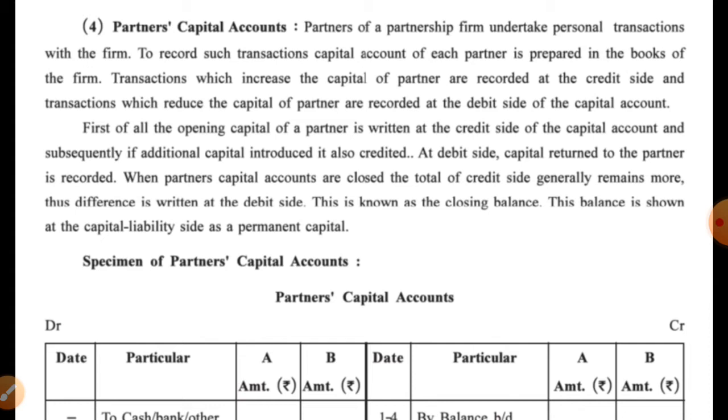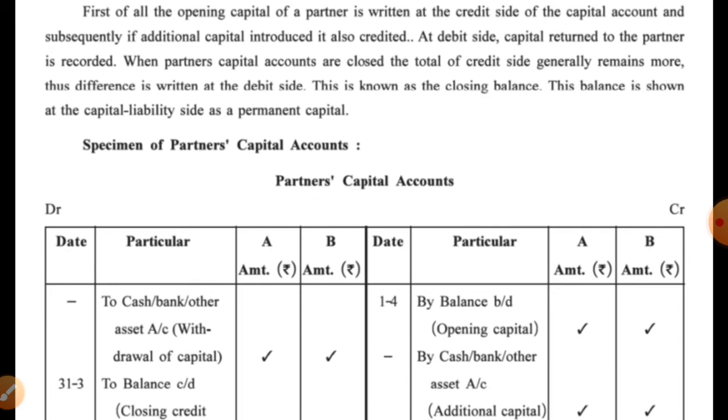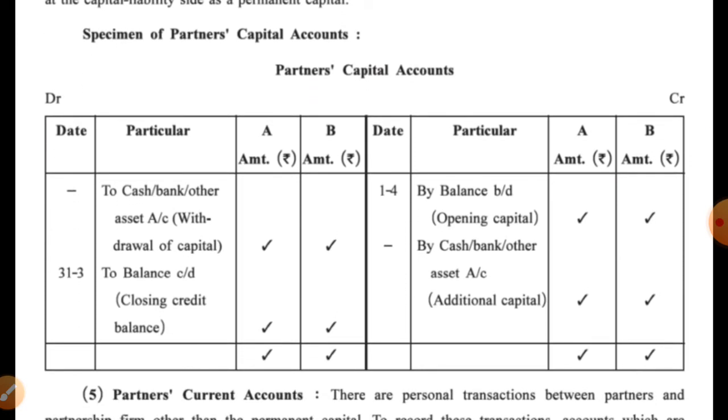Okay, so first of all the opening capital of the partner is written at the credit side of the capital account, and subsequently if additional capital is introduced, it is also credited. Let us see the specimen of the partners' capital account. Always on the credit side, whatever the opening balance that would be given to you in the question, that is to be recorded for the partners. So by balance brought down, that is the starting opening capital given in the question. Then afterwards, if in between the year any of the partners brings additional capital, then also it is to be noted down on the credit side of partners' capital account.